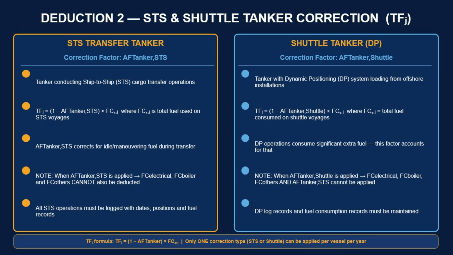Also, when STS correction is applied, electrical, boiler, and other deductions cannot be simultaneously claimed. For shuttle tankers, STS correction and other deductions are also not allowed. Proper records of dates, positions, and fuel consumption are mandatory.